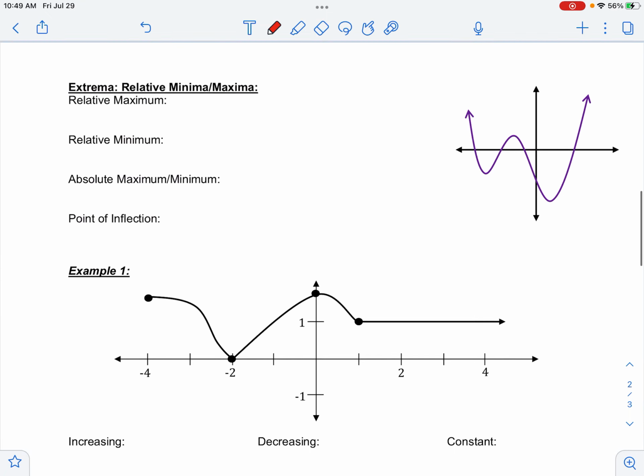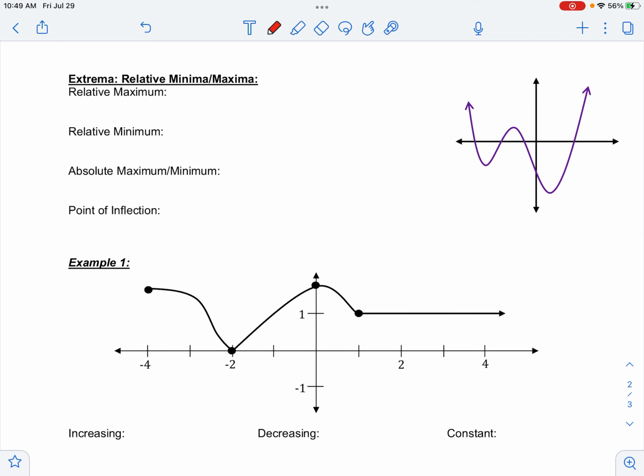Okay. Next, we have a little bit of vocab, and then we'll get into the practice, and you'll see you can be pausing the video and trying on your own. So first off, we have to talk about the difference between a relative maximum, a relative minimum, an absolute maximum, minimum, and a point of inflection. So relative maximum, when you're looking at the graph, it's the value of f of x when a function changes from increasing to decreasing, okay?